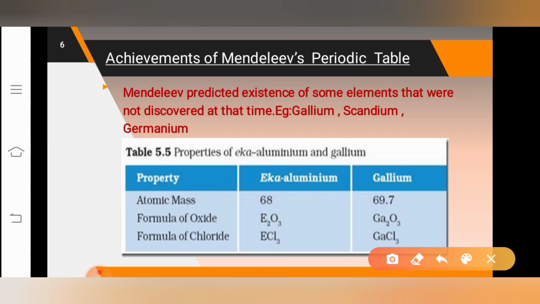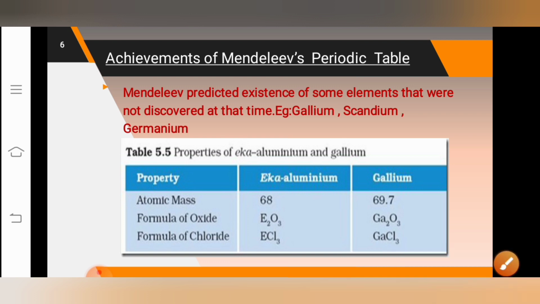Let me repeat this topic. I'm telling you the advantages of the Mendeleev periodic table. I told you that Mendeleev predicted some of the elements which were not discovered at that time. Why did he predict them? Because while he was arranging the elements in his periodic table in increasing order of their atomic masses, he found that some of the elements were missing in his table.